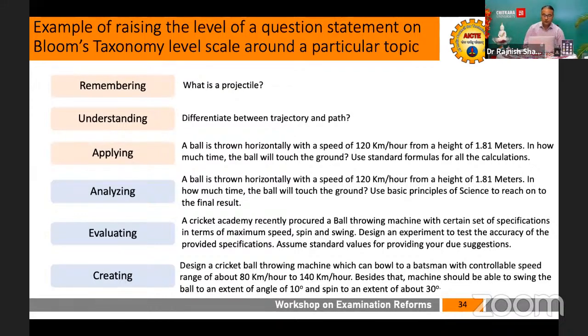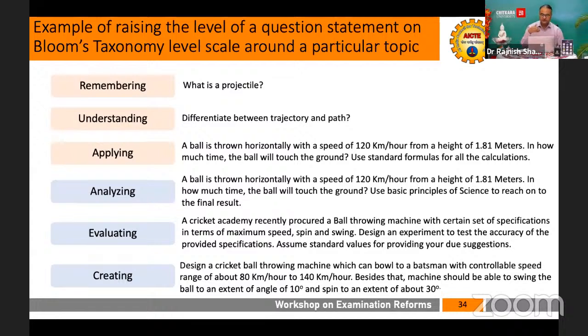Again, a question more for the mechanical engineering background or physics. Basically, it's a physics-based question. What is a projectile? He needs to remember the definition of a projectile. Differentiate between trajectory and path. Right? A ball is thrown horizontally with a speed of 120 km/h from a height of 1.181 meters. In how much time will the ball touch the ground? Use standard formulas for all the calculations.